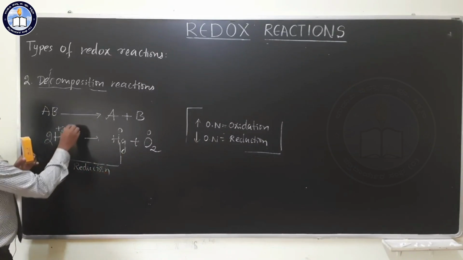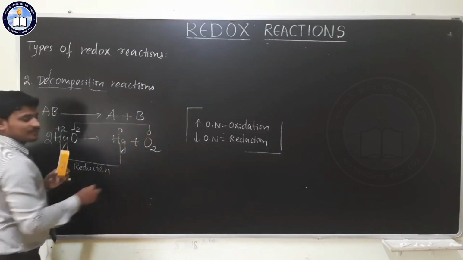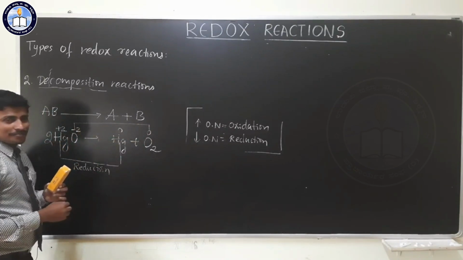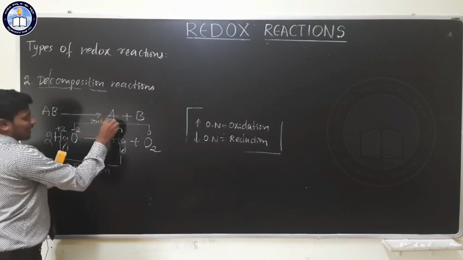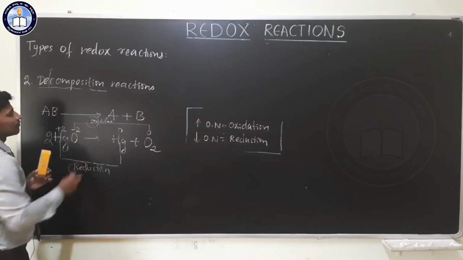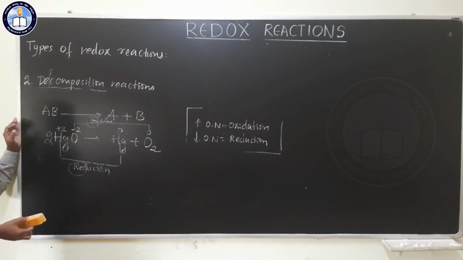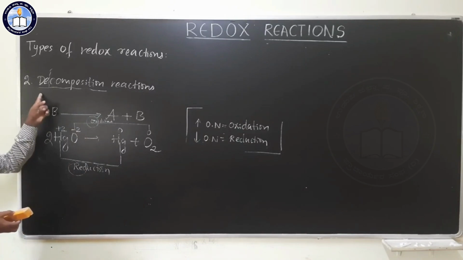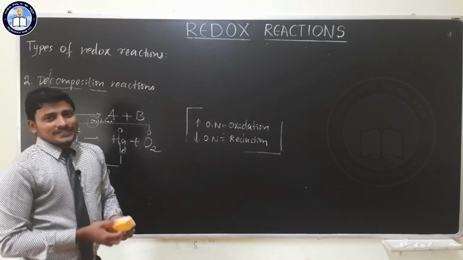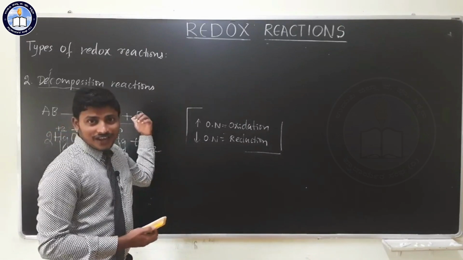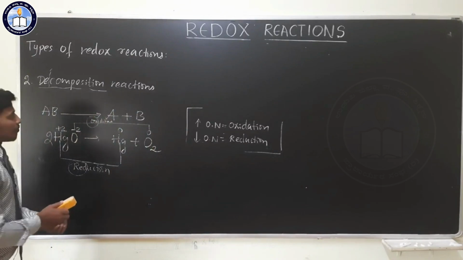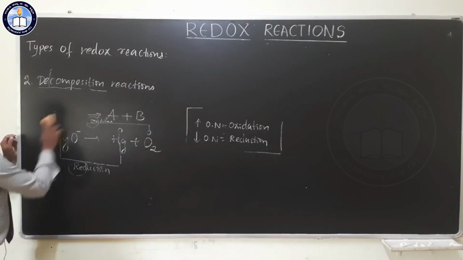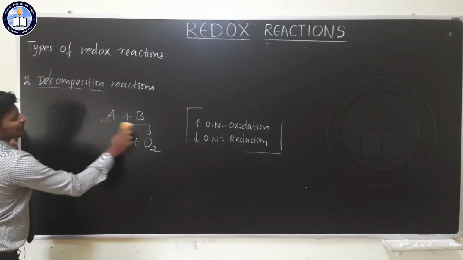Similarly, -2 turns into 0, and this increase in oxidation number is known to be oxidation, hence redox. This comes under decomposition reaction. Remember, decomposition reaction is the opposite of combination reaction. If you know combination reaction, you can easily explain decomposition reactions.